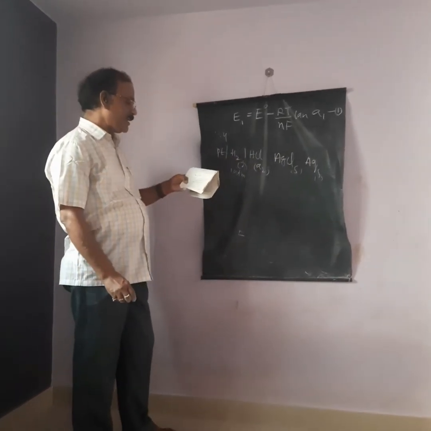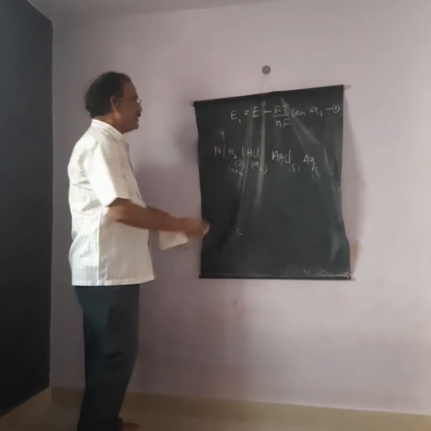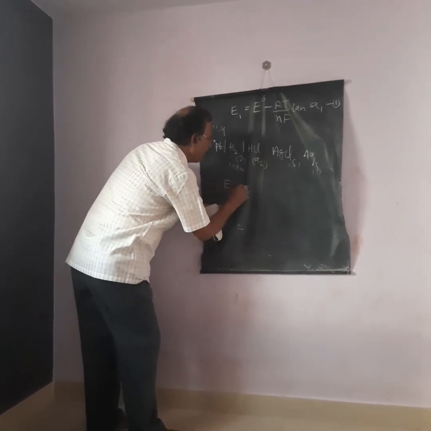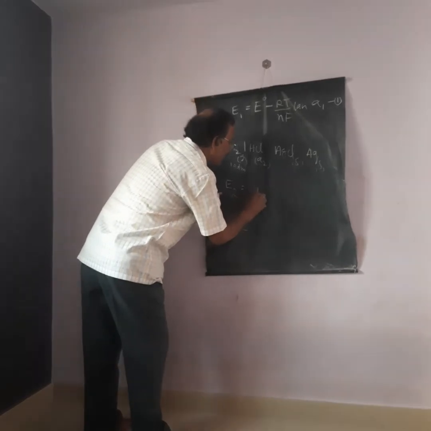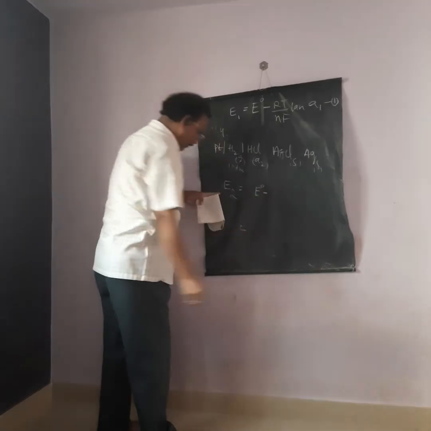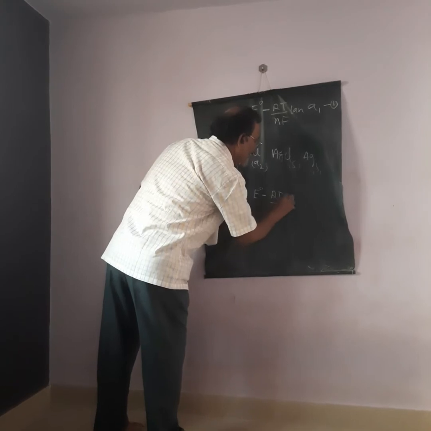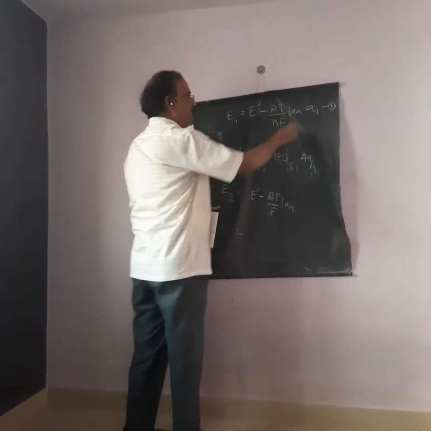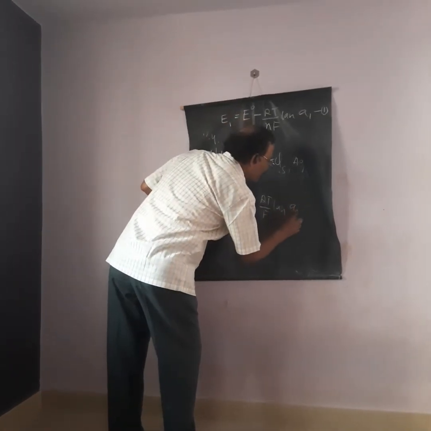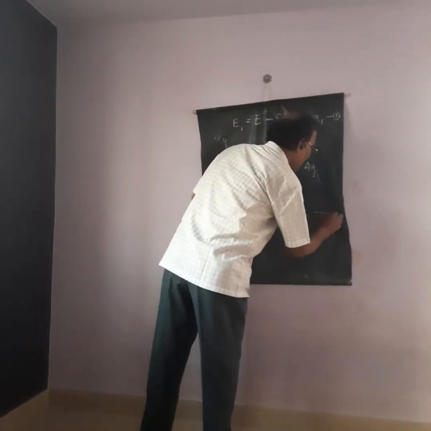The EMF of this cell will be given in a like manner by E2. E2 is equal to E0, the standard electrode potential, minus RT by F into ln. Here, if the activity was taken as A1 before, here the activity is taken as A2. You can take this as equation number 2.